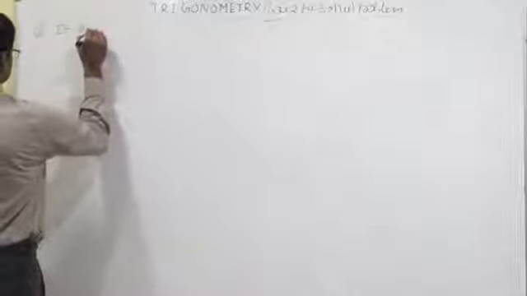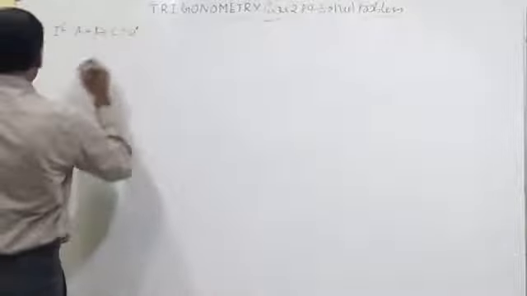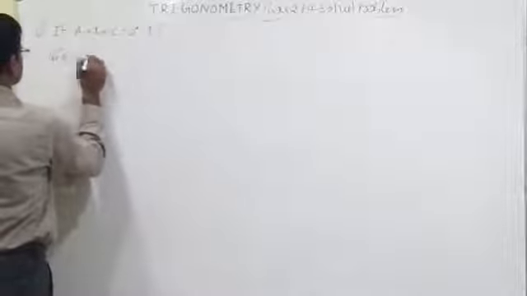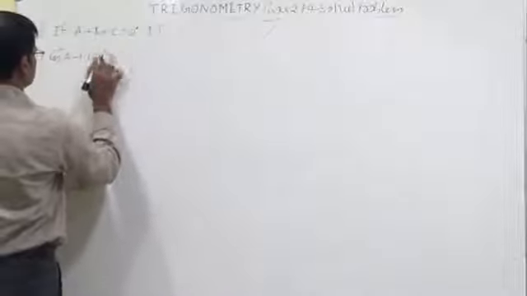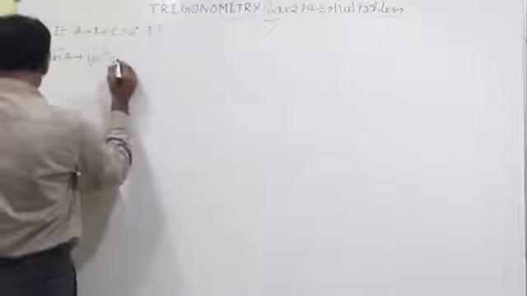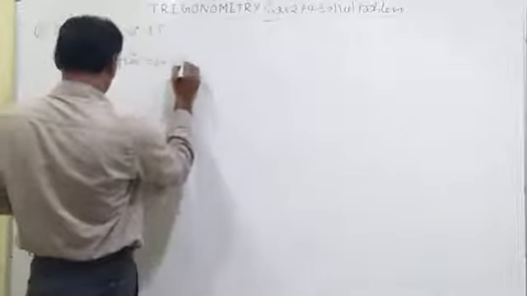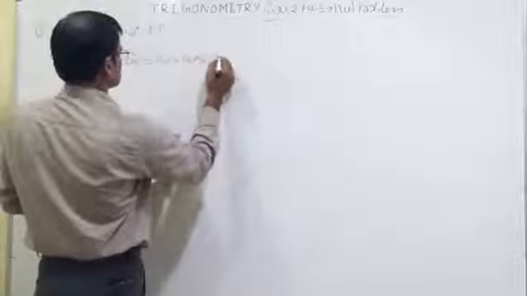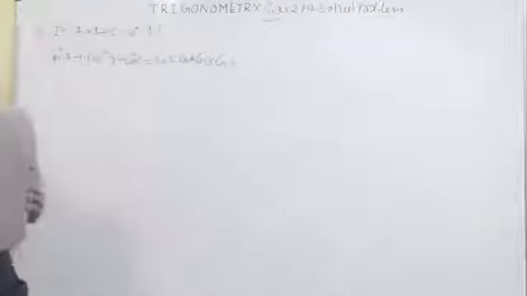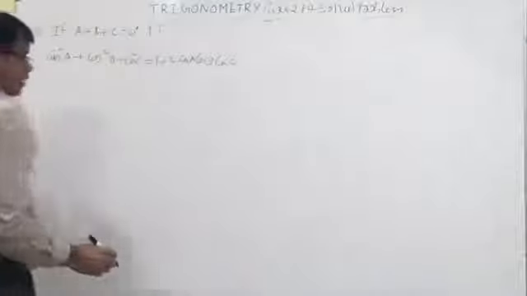If A + B + C = 0 degrees, then prove that cos² A + cos² B + cos² C = 1 + 2 cos A cos B cos C. This is a variety question. 1 + 2 cos A cos B cos C, 1 is there.